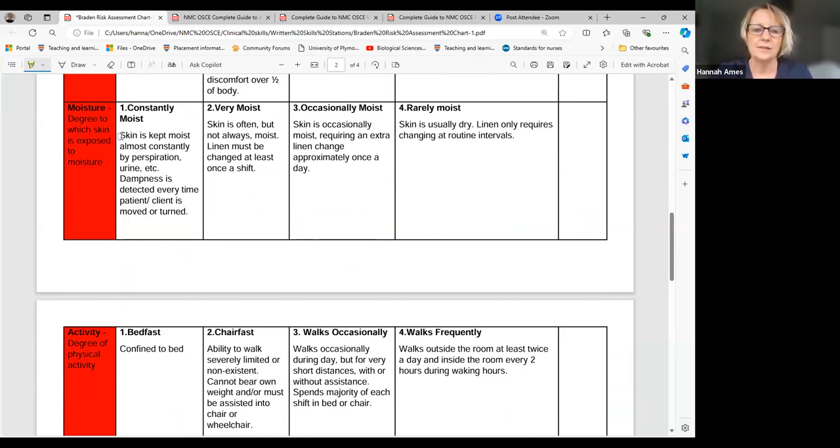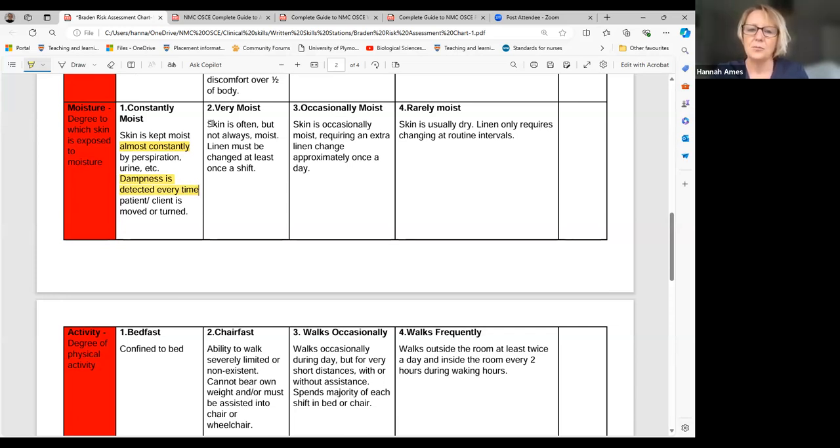So to score 1, they're constantly moist, so the skin is kept moist almost constantly. So this is the key here, almost constantly. That's the key word here, by perspiration, urine. Dampness is detected every time the patient or client is moved or turned. So that's the key information you're looking for in your scenario.